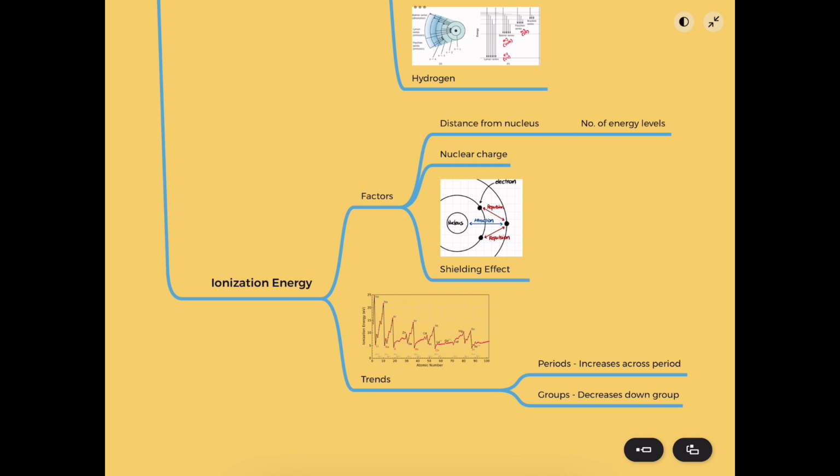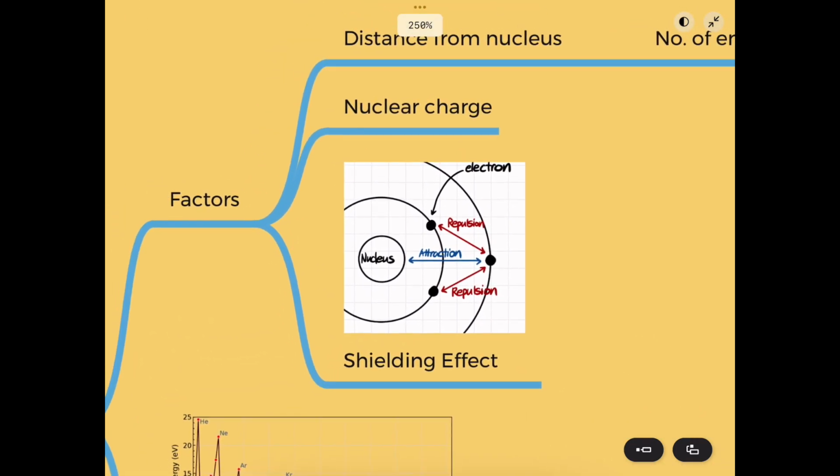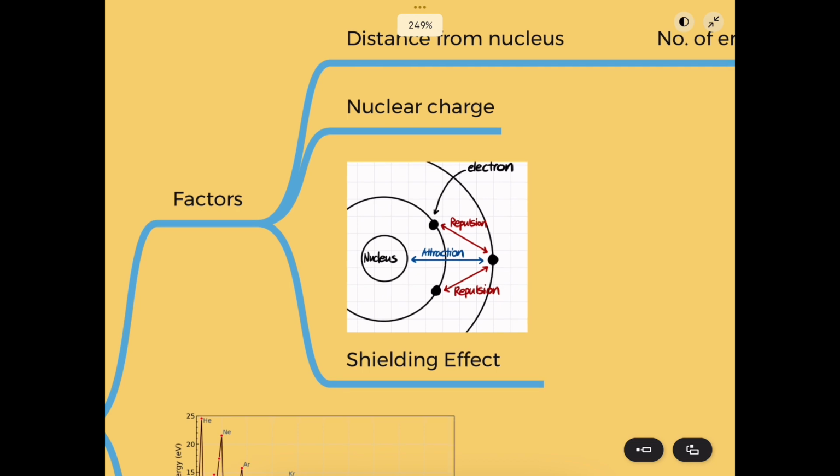The second is nuclear charge, where the higher the nuclear charge, the more energy is needed to separate the electrons since the attraction is stronger. The final one is the shielding effect, which basically shows how the repulsion of electrons in the lower energy levels lowers how much energy is required to separate the outside electrons from the particle.